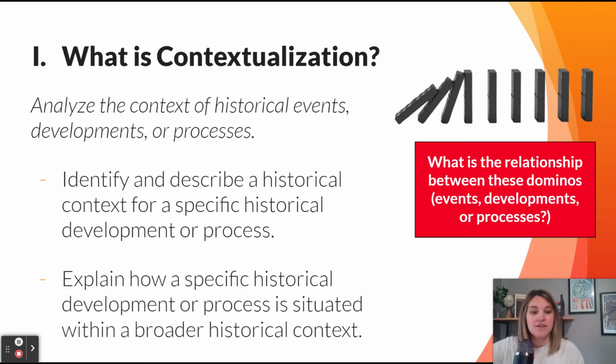One way to think about this is to think about a row of dominoes. If you ever lined up dominoes, you know that if you set them up correctly and knock over one, the rest are going to fall. So one way to think about contextualization is what is happening before the second domino. What is leading up to it that is knocking it down? That's a little bit more connected to causation, but it is one way to think about the relationship between different events and processes: what is happening before that is impacting the particular thing you're studying.